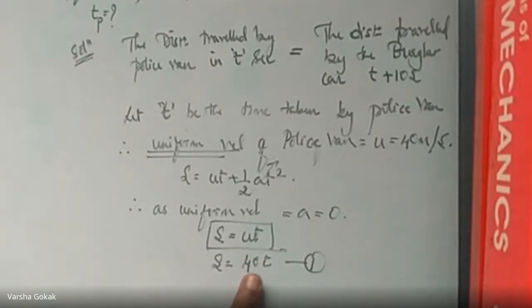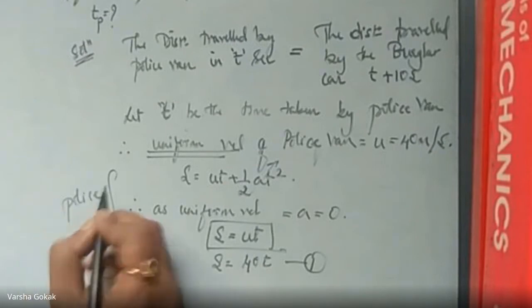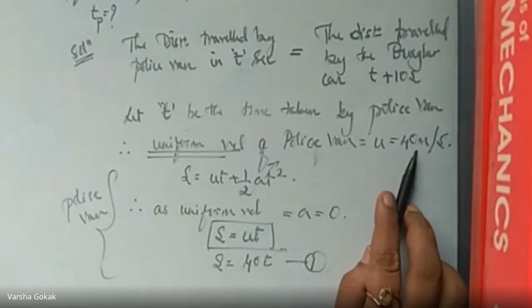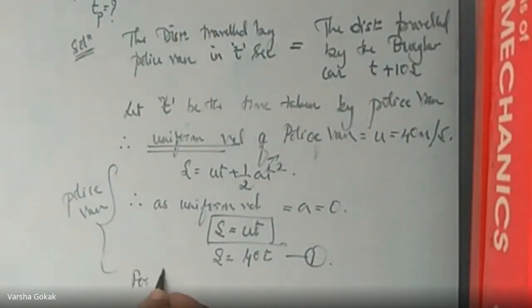This is what we have calculated for the police van, because 40 meters per second is the speed of the police van. So we got one of the conditions here. Now for the burglar's car.